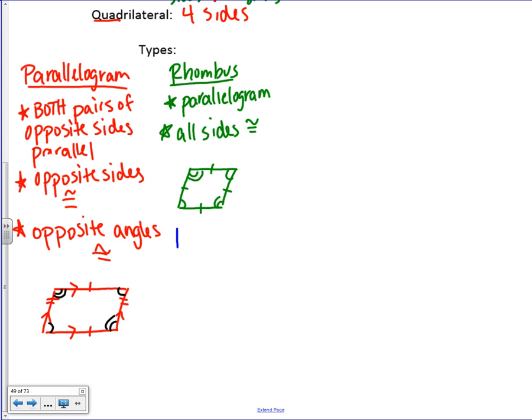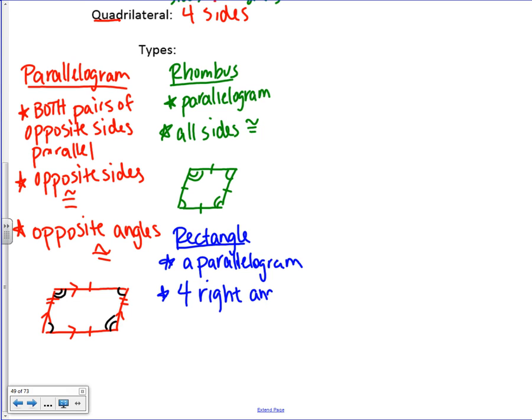Next we have a rectangle. A rectangle is also a parallelogram. It is a parallelogram, though, that has 4 right angles. And I'm sure you know what a rectangle looks like. Okay, and again, it's a parallelogram, so opposite sides are parallel.